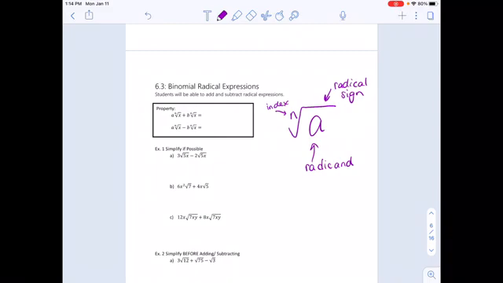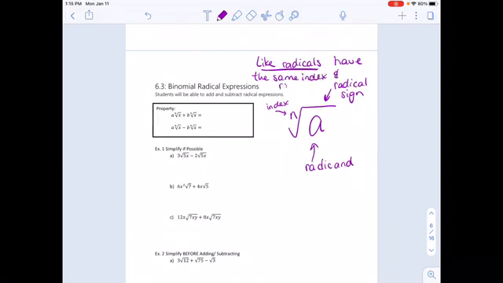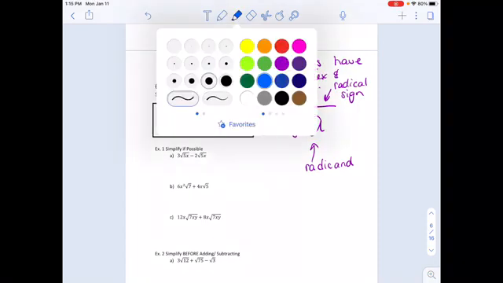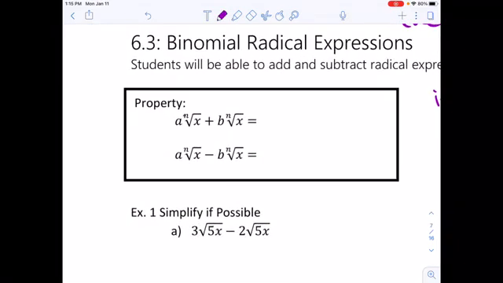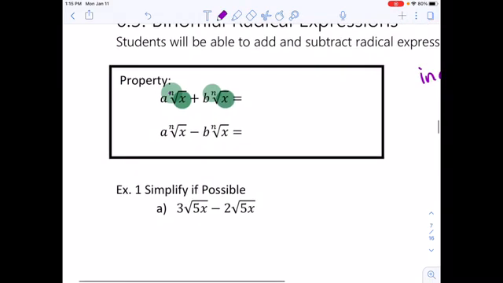So the idea of adding and subtracting means that we need like radicals. And like radicals have the same index and radicand. That means we need both our index and our radicand to match up to be able to do anything. So if you notice here, in our properties, our indexes match up, they're both n, and our radicands match up, they're both x. Now that's just a general form. We'll do some examples in just a minute.